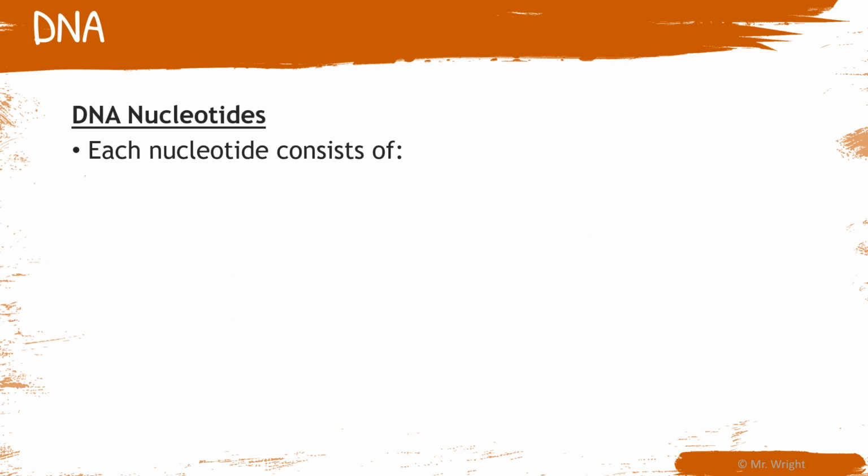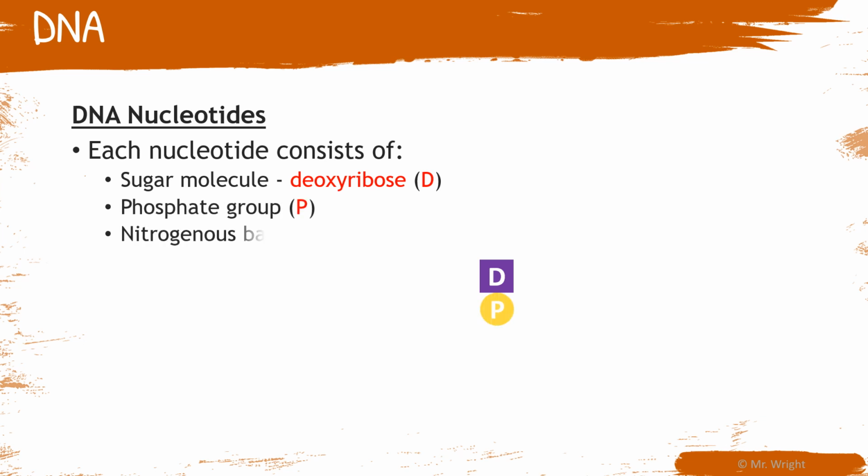Taking a closer look at the monomers of DNA, or DNA nucleotides, we can understand the structure of DNA a bit better. Each nucleotide consists of a sugar molecule called deoxyribose, as well as a phosphate group and a nitrogenous base. There are 4 different nitrogenous bases, which then gives us 4 different nucleotides. And these 4 different nucleotides make up the structure of DNA.